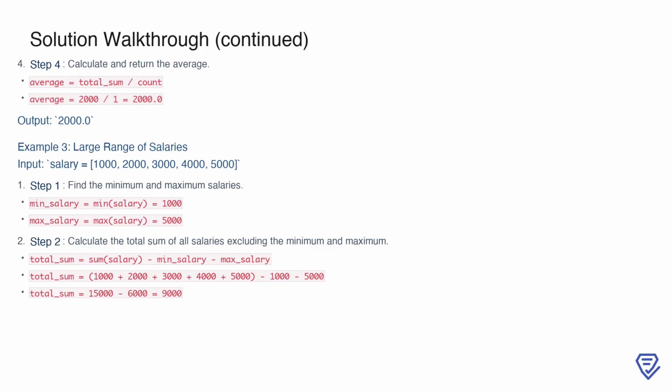Let's explore one more case where the input includes a large range of salaries. The input list here is 1,000, 2,000, 3,000, 4,000, 5,000. First, we identify the minimum and maximum salaries. The smallest salary is 1,000, and the largest is 5,000. Next, we calculate the total sum of all salaries while excluding these values. Summing all the salaries gives 15,000, and subtracting 1,000 and 5,000 leaves us with 9,000.